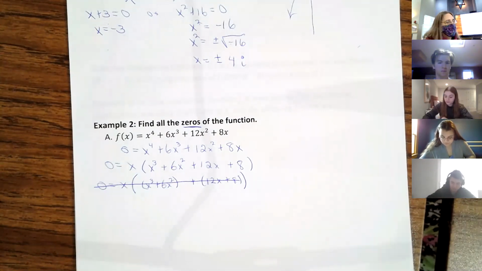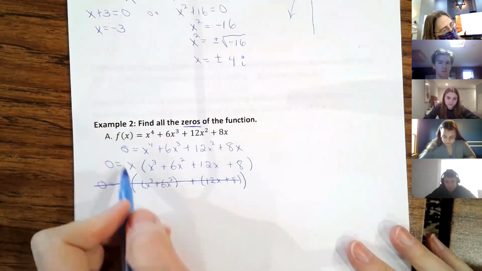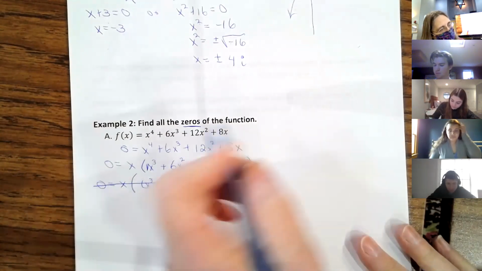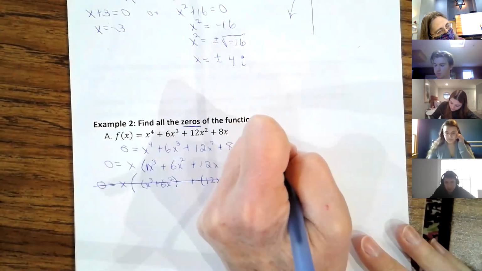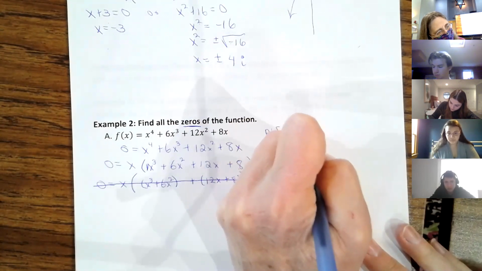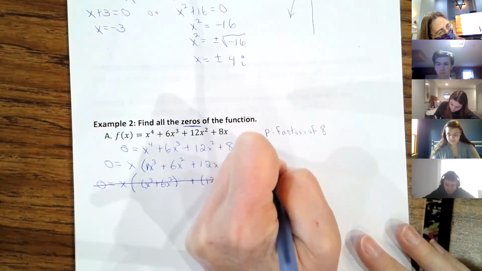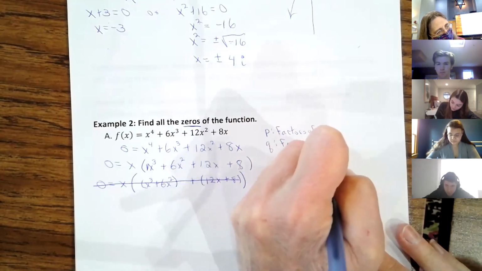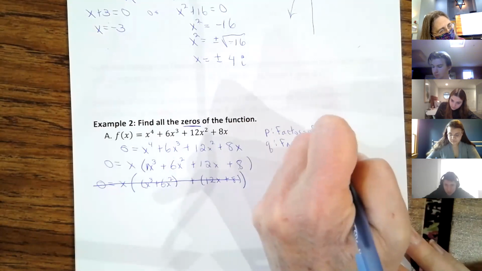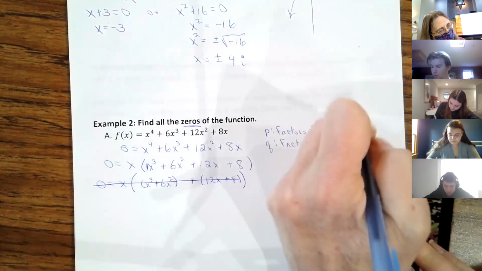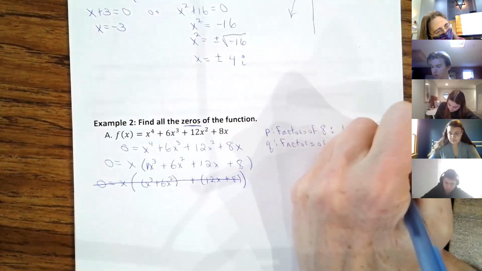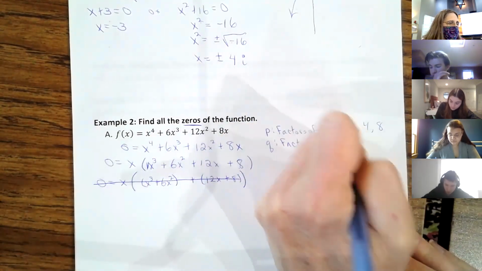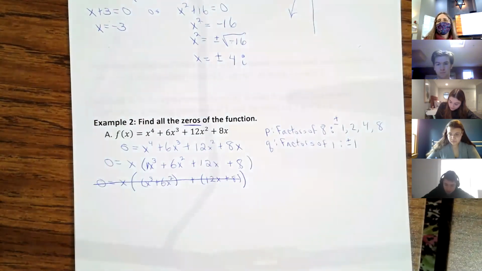We can do a P over Q. So our leading coefficient is 1 and our constant term is 8. So P has factors of 8: 1, 2, 4, 8. Q has to be factors of 1. I'm going to write it down in case anybody's not sure what's going on. So factors of 8, as you said, 1, 2, 4, and 8. And factors of 1 are just 1. And of course, we always have plus or minus.